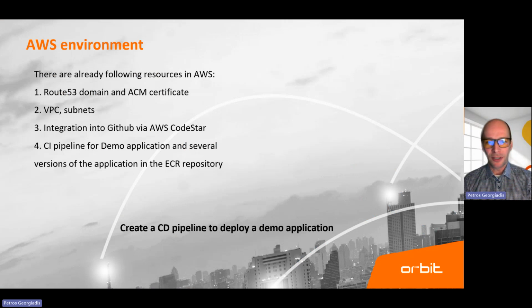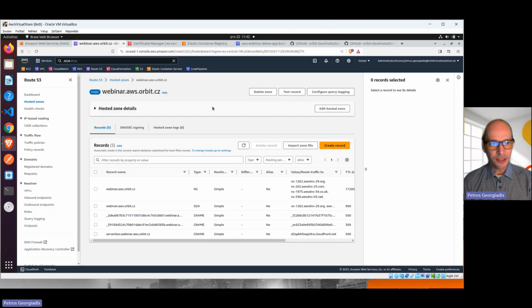So for the demo, I prepared a couple of resources already in advance in AWS to save some time, and we can quickly go through them now. So it's a Route 53 domain and certificate in Certificate Manager. There are virtual private cloud and subnet existing, integration to GitHub, and continuous integration pipeline for the demo application, and several of its versions in Elastic Container Registry repository. So let's have a look into AWS now.